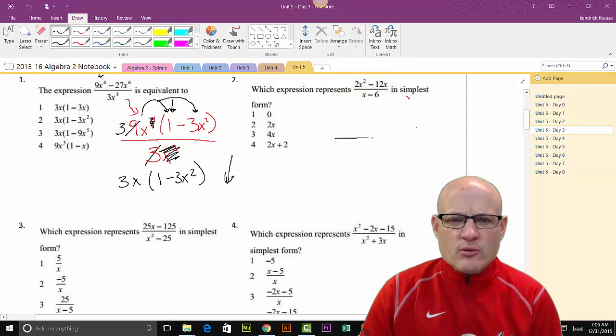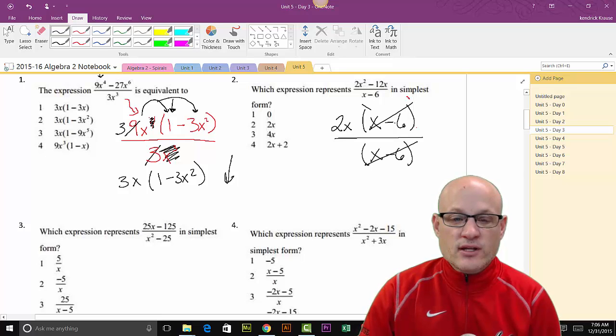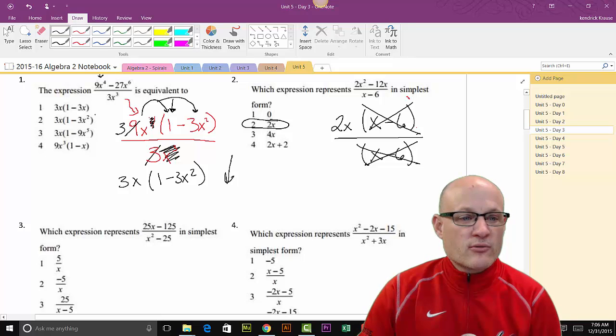All right, so this one here, what we're going to do is take out a 2x. When I take out a 2x, I'm left with an x minus 6 all over x minus 6. These x minus 6's cancel, and I'm left with 2x. Oh, and over here I'm left with 1 minus 3x squared.